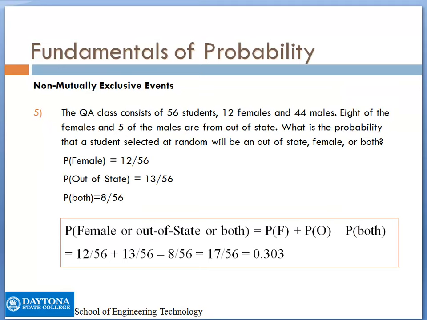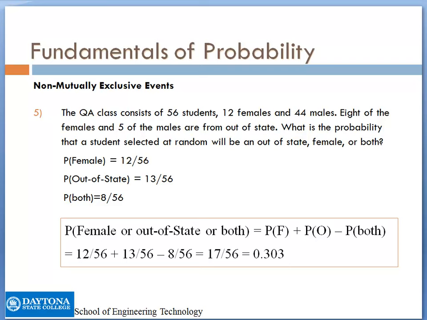Now, non-mutually exclusive events, and this is when we have one event out of one event. So the quality assurance class consists of 56 students. We have 12 females and 44 males. 8 of these females and 5 of the males are from out of state. So what is the probability that a student selected at random will be an out of state female or both?